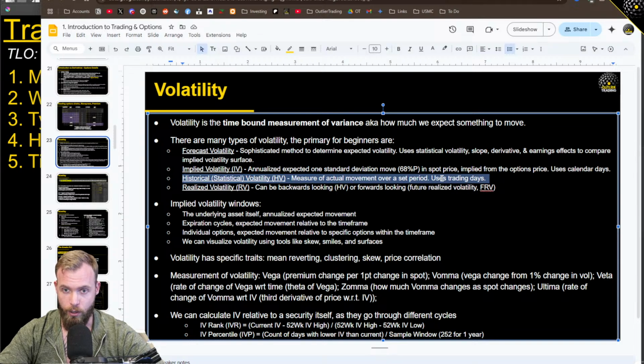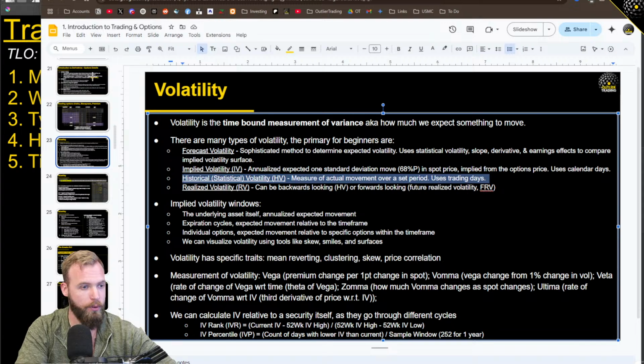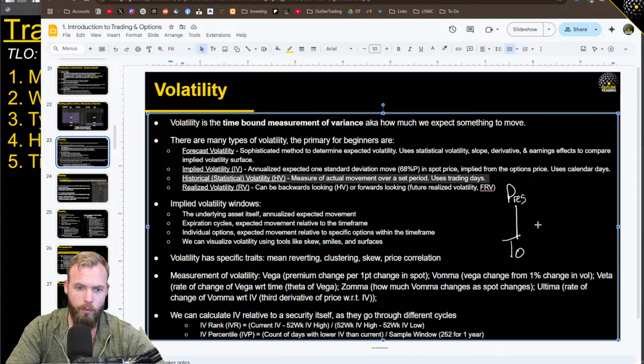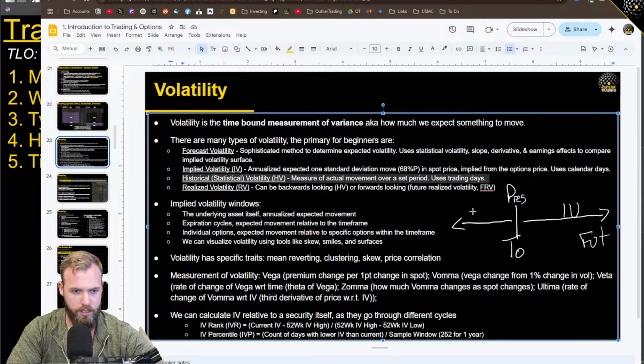So let's talk about HV next. I know we skipped forecast. We'll get back to it. Historical volatility is the actual movement of something. The way to think about implied volatility is really, really simple. If we have time 0, this is the present. Then we have forward looking, the future. This is IV. Then we have backwards looking. This is HV. This is the past. So IV is always forward looking. HV, historical volatility, is always rear view looking.